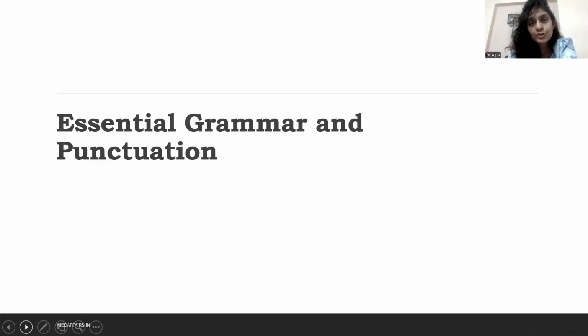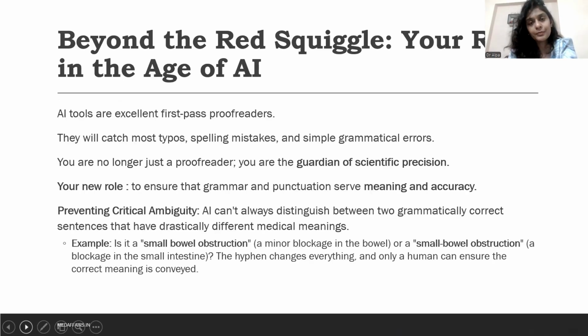Now, coming to the next topic of the session, which is on essential grammar and punctuation. With AI in place, if I go conventionally and talk on the usage of comma, exclamation mark, colon, semicolon, it won't be just, right? So let us accept that AI tools are excellent first-pass proofreaders, especially when it comes to correcting typos, spelling mistakes, and simple grammatical errors. So your job has become far easier and more accurate when it comes to improving the grammar of your write-up.